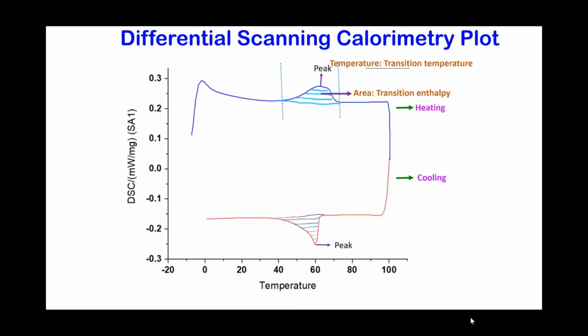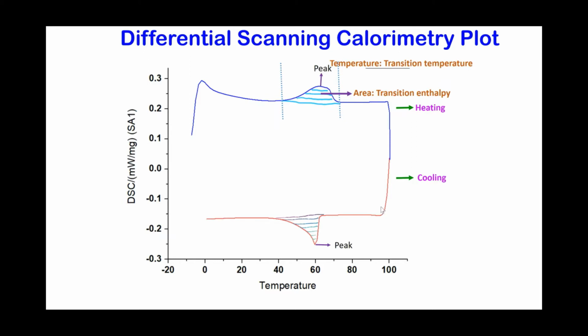Here we have displayed the typical differential scanning calorimetry plot. The DSC results in a plot of heat flow as a function of temperature. This includes both the heating and the cooling profile. So if you look at the graph, the heating profile is labeled in blue and the cooling profile is labeled in red. They include both heating and cooling profiles of the sample as per the required experiment.